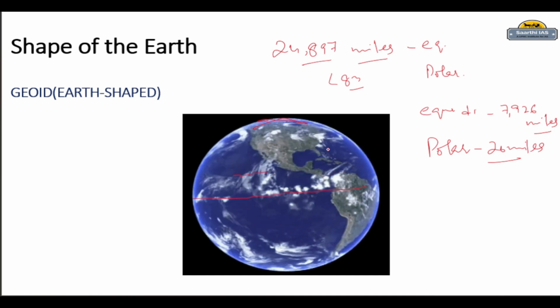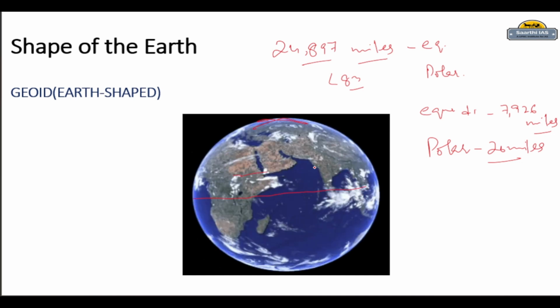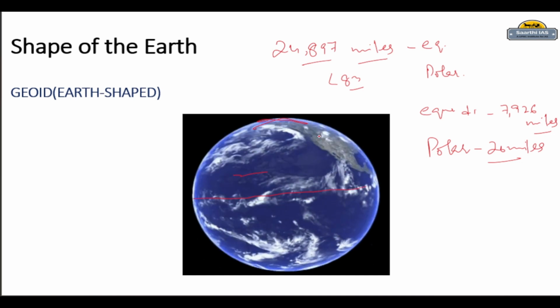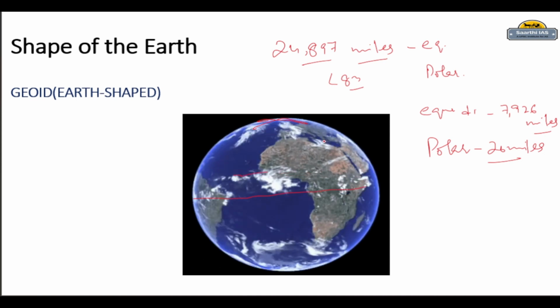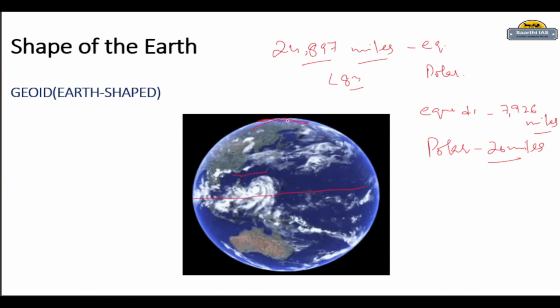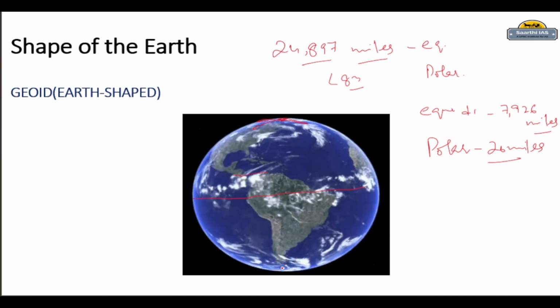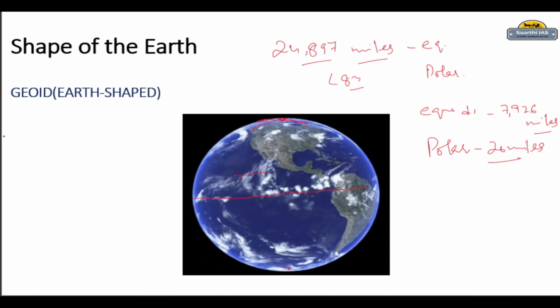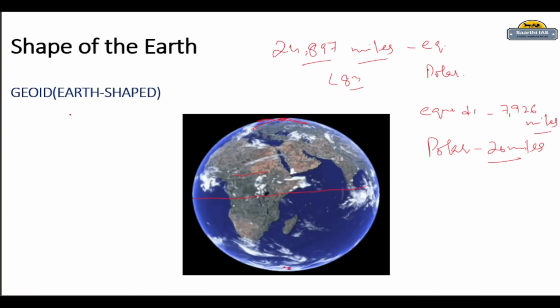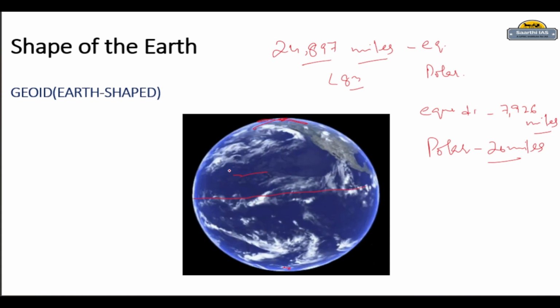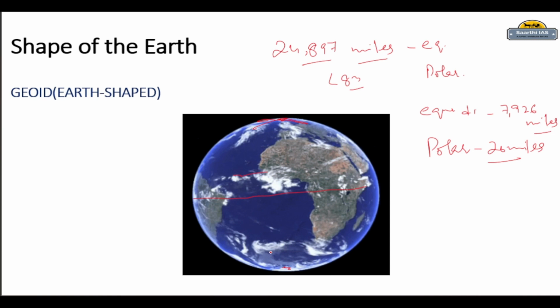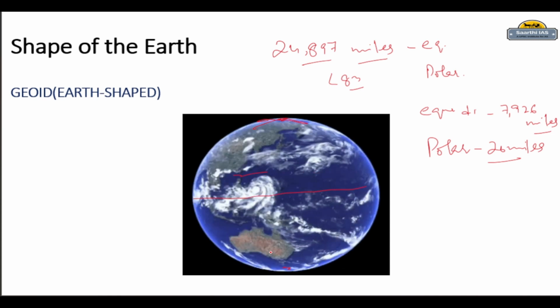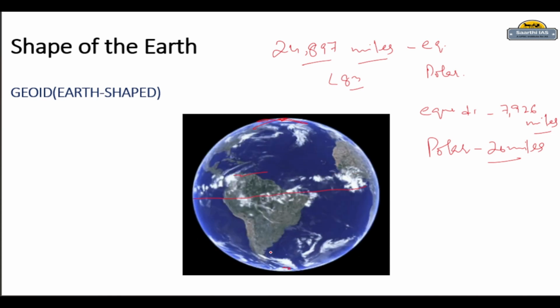This shows that Earth is not a perfect sphere. It is basically flattened at both ends, that is, the polar end north and the polar end south. In fact, we can call it a geoid, which has a bulge at the center and is flattened at the poles, like an orange.